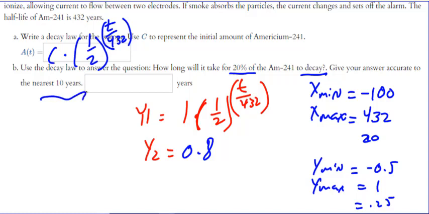Nearest 10 years, right? 5 and up goes up, 4 and down stays around, right? So, okay. That concludes Chapter 5, Section 4.5, Part 3's video.